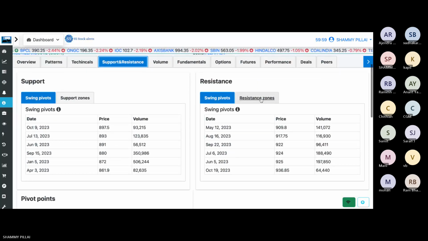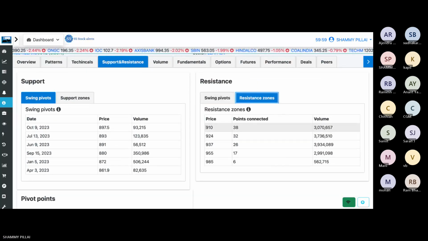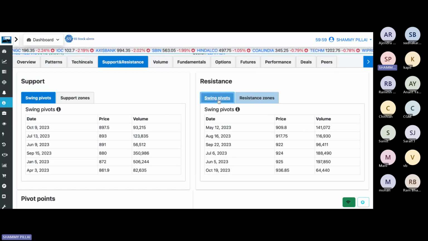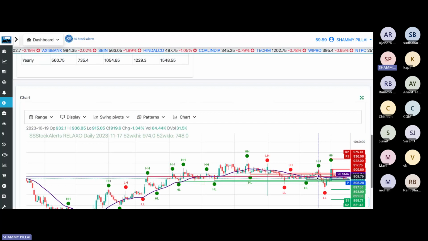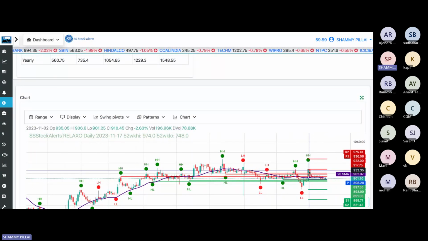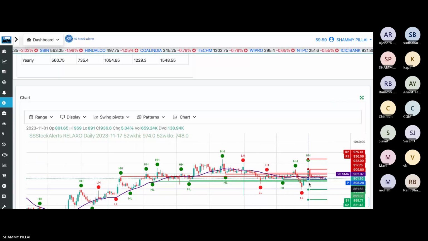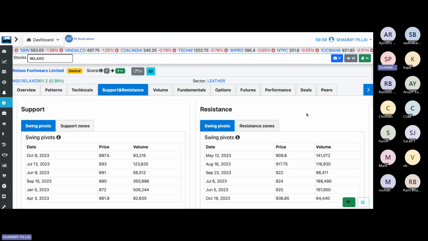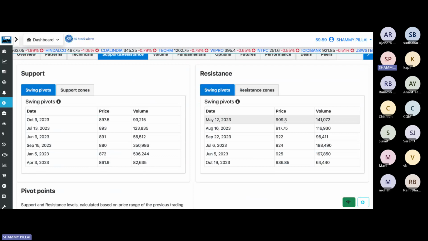38 points. That means there is a very strong resistance at 910 levels, that you are able to see over here. See 909.80. This is readily available on our site.